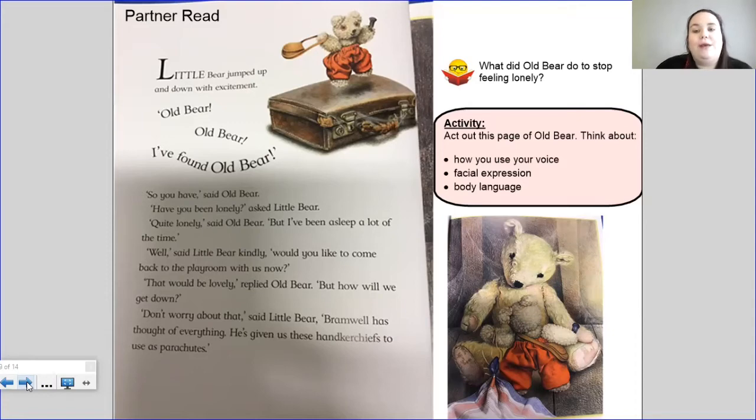What did Old Bear do to stop feeling lonely? And I now have an activity for you. Can you act out this page of Old Bear? Think about how you would use your voice, that's expression with your voice, your facial expressions to show your feelings, and your body language to show the feelings too. Pause here before you carry on to the next lesson.